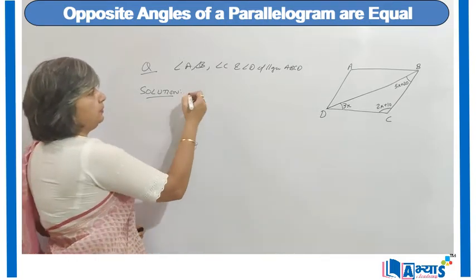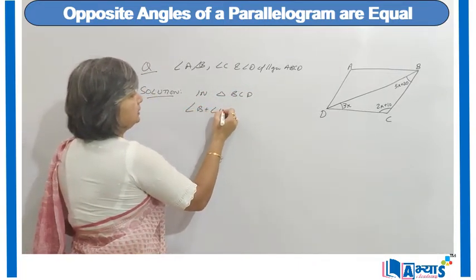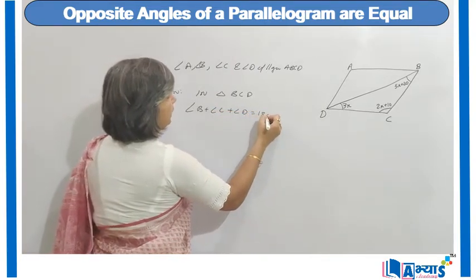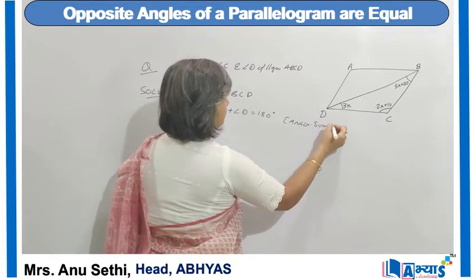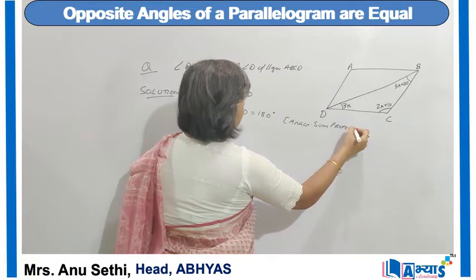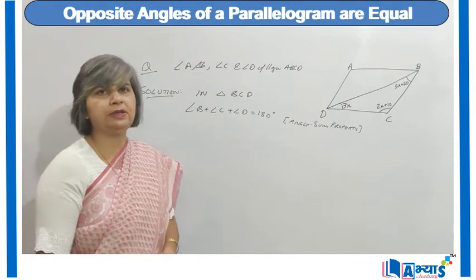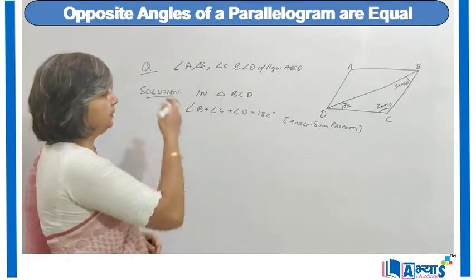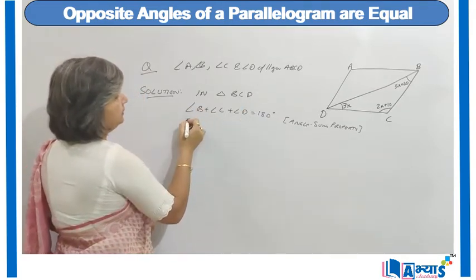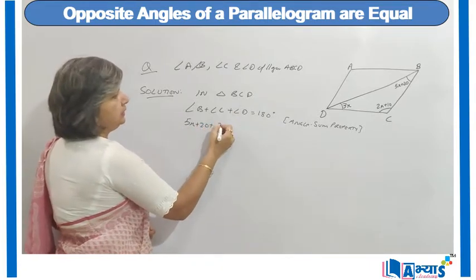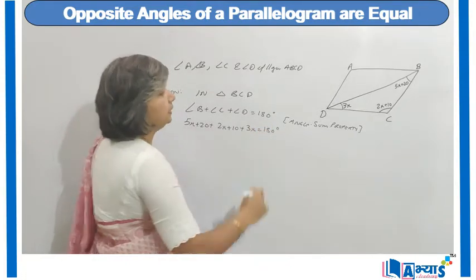Now the solution will be: in triangle BCD, angle B plus angle C plus angle D will be equal to 180 degrees. Angle sum property. Because of the angle sum property, we know that the sum of angles of a triangle will be equal to 180 degrees. Now I will substitute the values of angle B, angle C and angle D in terms of x. That means angle B is 5x plus 20, angle C is 2x plus 10 and angle D is 3x, and it is equal to 180 degrees.